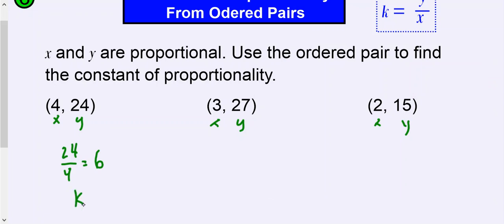So k equals 6 for that first one. Next one, we got 27 divided by 3. And we know that 27 divided by 3 is 9. So k is equal to 9 here.